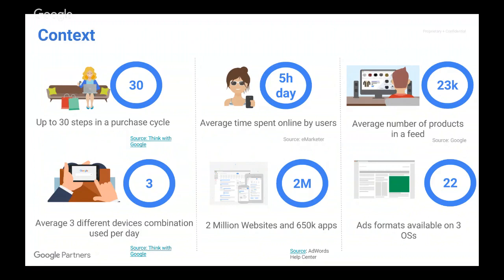They spend a lot of time online, and when they go, for example, on a retailer website, they will be exposed to a lot of products. I don't know if you have these figures in mind, but 23K products on average in a feed is just huge. So they have a lot of possibilities. You can get many combinations, and that's why it's important to use dynamic remarketing.